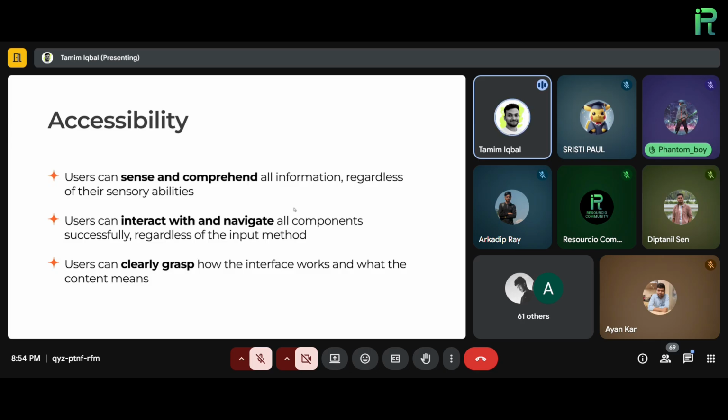Okay, I got into too much detail. Okay, users can interact and navigate with all components. So I went into navigation, basically the same thing. Your user should be able to navigate throughout different sections of the app and through the flow that they are trying to achieve when using the app.